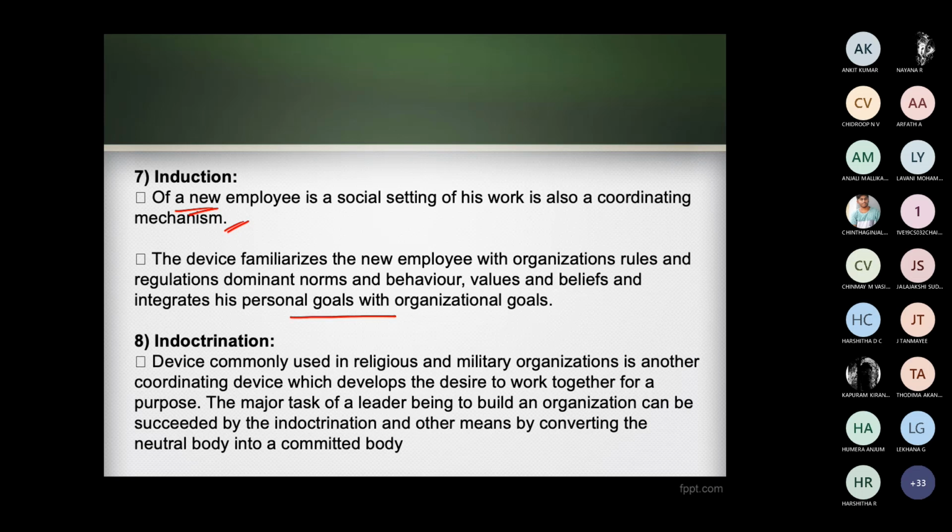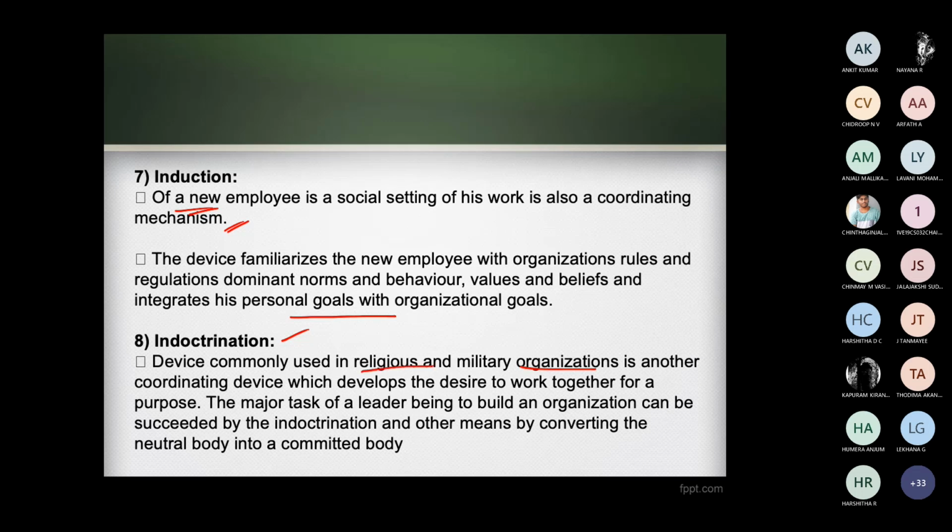Then indoctrination, a device commonly used in religious and military organizations. It is another coordinating device which develops the ability to work together for a purpose. The major task of a leader, to build an organization, can be achieved by indoctrination and other means, by converting the neutral body into a committed body. That is a device used in religious and military organizations.